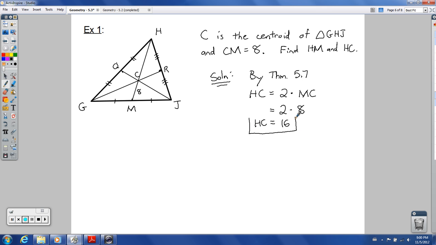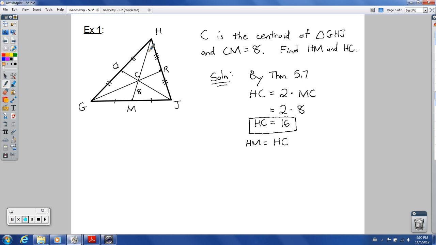If you were given the larger part, you could still plug it into this, and you would just have to divide by 2 instead of multiplying by 2. So that makes it real easy. So we can also find HM based on this. HM would just be, now you could use the idea, the fact that this is 1/3 of the whole thing.